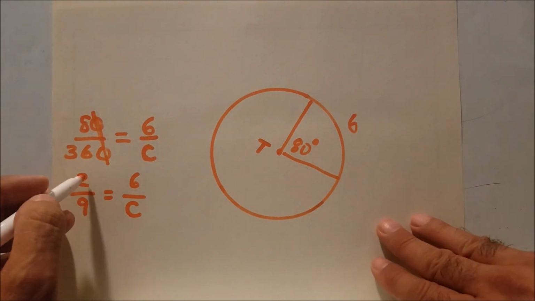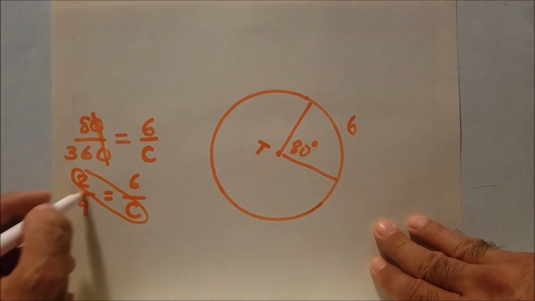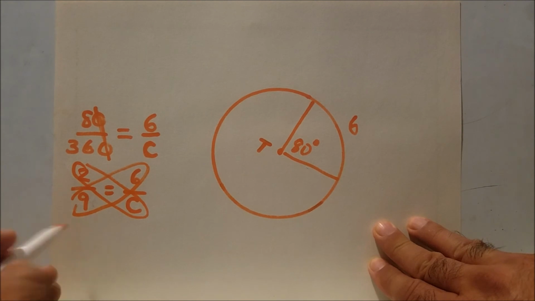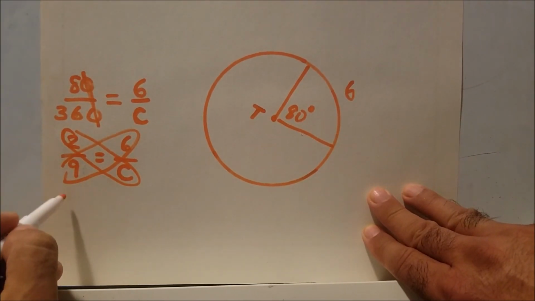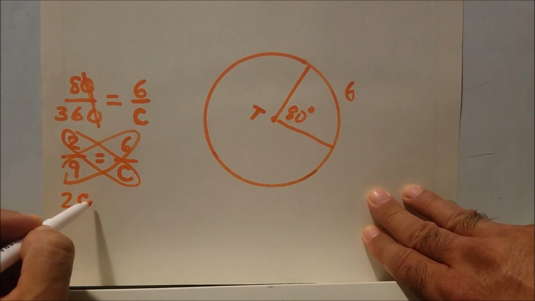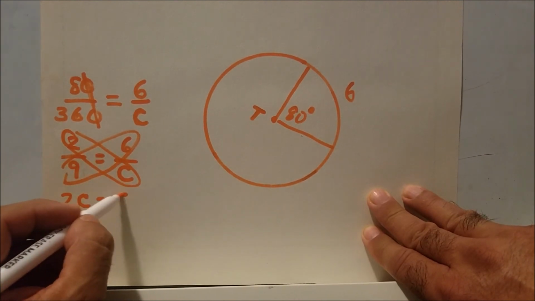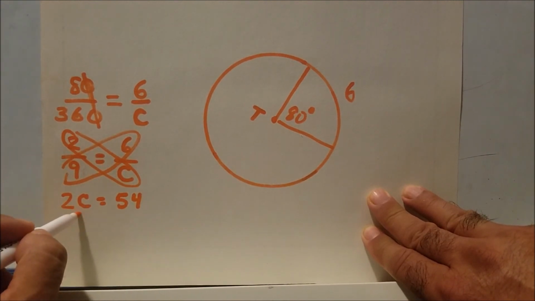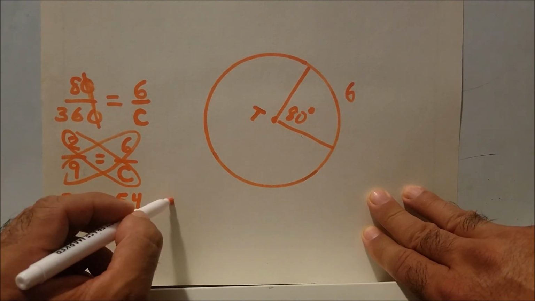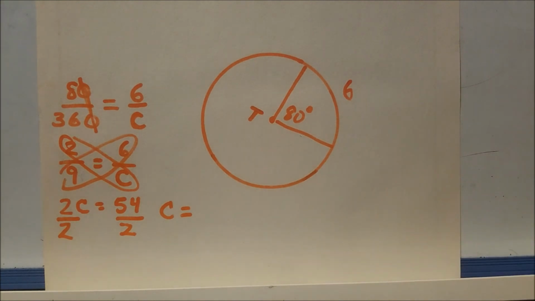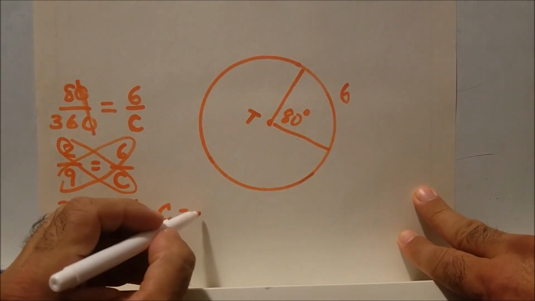So if we cross multiply here, I'll bring this down more. There we go. We're going to have 2 times c is 2c, and 6 times 9 is 54. And so we just divide the 2 out on both sides, and we'll get the circumference. Right? And we know that's 27.